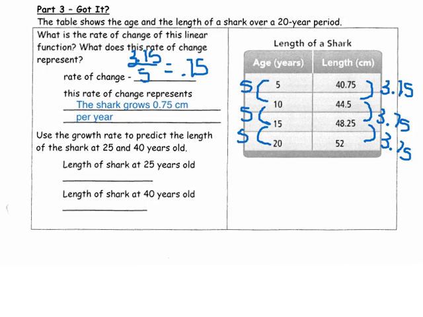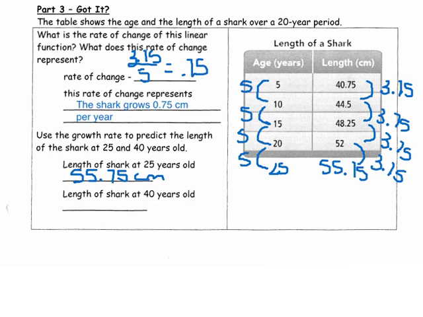Now let's figure out the length of the shark at 25 years old and then at 40 years old. So 25 is easier. We just continue the pattern, add 5 more years there, which means we would just add 3.75 over here, and then we would get 55.75. So that's an easier one. So the length of the shark at 25 years old is 55.75 centimeters.